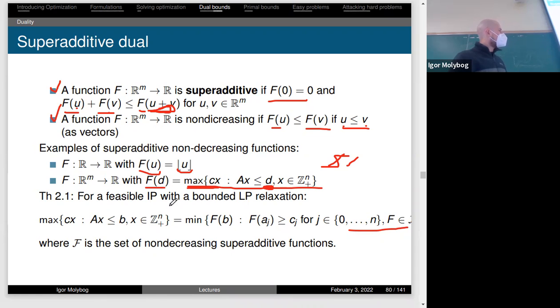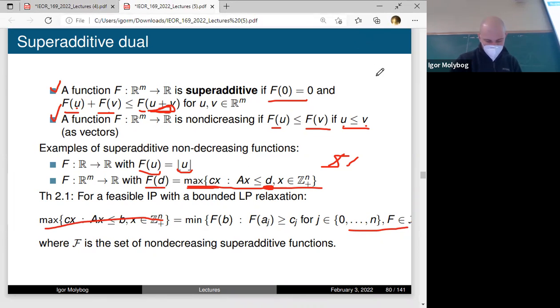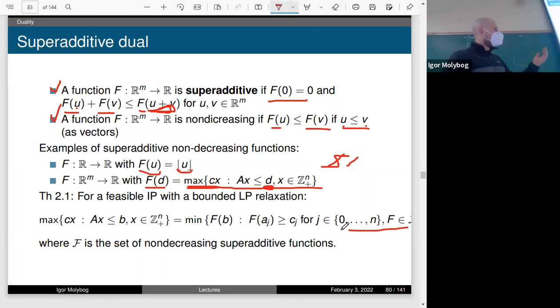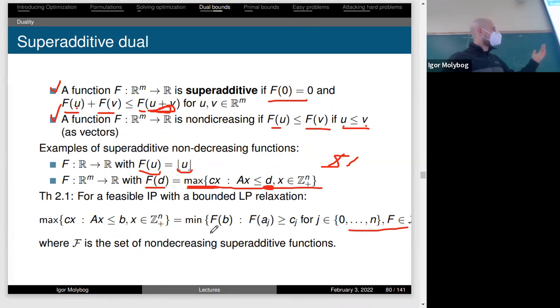And the statement is that for a feasible IP with a bounded LP relaxation, there is a strong duality between the integer programming problem and the problem of optimizing over the space of superadditive non-decreasing functions. It is a neat result, like the one that bounds a primal linear programming problem and the dual linear programming problem, saying that there is a strong duality that holds between them.